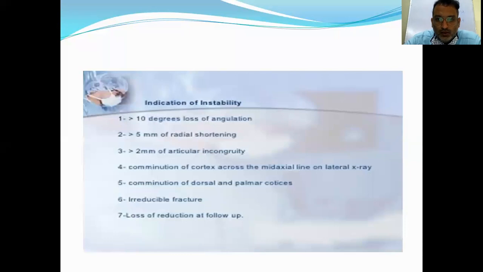So how do you come to a conclusion of an unstable fracture which cannot be maintained in POP? Okay, greater than 10 degrees of angulation, greater than 5 mm shortening, greater than 2 mm articular step. Comminution is always an indication for operative reduction. Irreducible fracture and loss of reduction after follow-up. So you put a cast, you ask the patient to come after 3 days to check the stability of the fracture and the maintenance of the fracture in the POP and care of the POP. When you take an X-ray after 3 days, if the fracture reduction is not maintained, that's an indication for instability and you need to operate it.